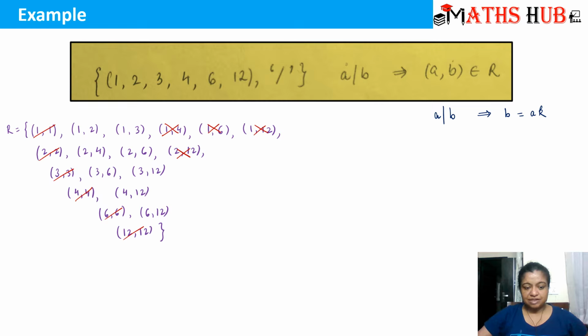2 relates to 6, 6 relates to 12. 2 relates to 12, cancelled. Then 3 relates to 6 and 6 relates to 12. So 3 relates to 12. That is also cancelled. Right? So these are the pairs that are left out. Right? So now let's try to draw the Hasse diagram.